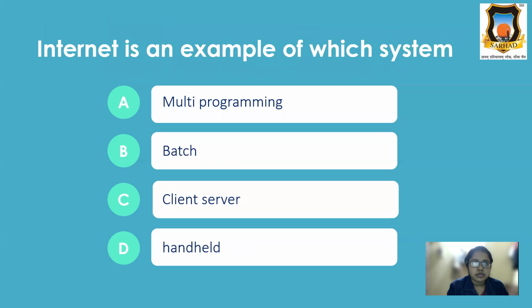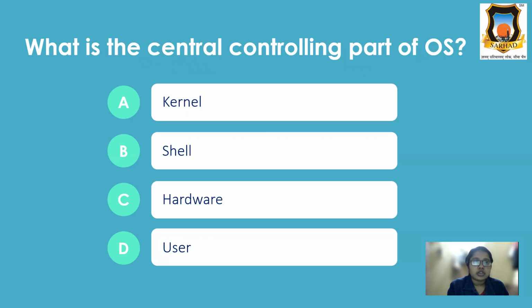Next question. Internet is an example of which system? Option A, multiprogramming. Option B, batch. Option C, client server. Option D, handheld. And the answer is client server. That is option C.